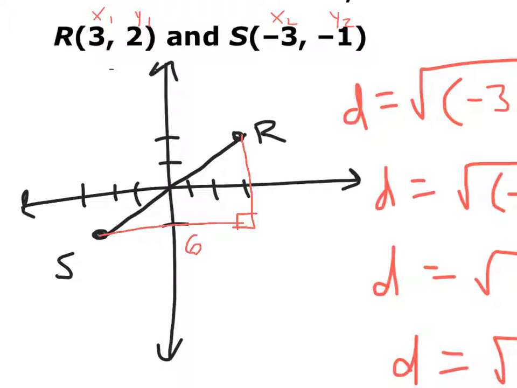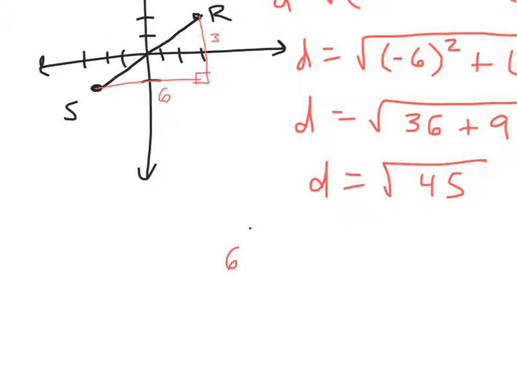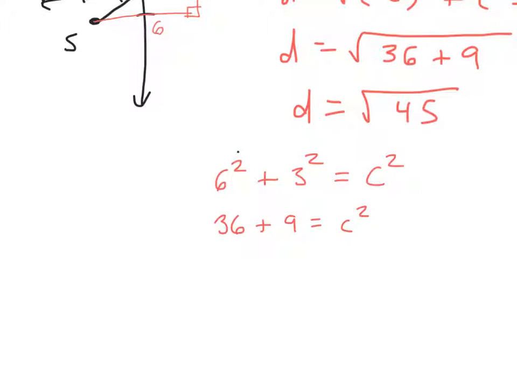And what would the height be? 3. So we take 6 squared plus 3 squared is equal to c squared. 6 squared is 36 plus 9 is equal to c squared. 36 plus 9 is 45 is equal to c squared. Take the square root of both sides, and you get square root 45 is equal to c.